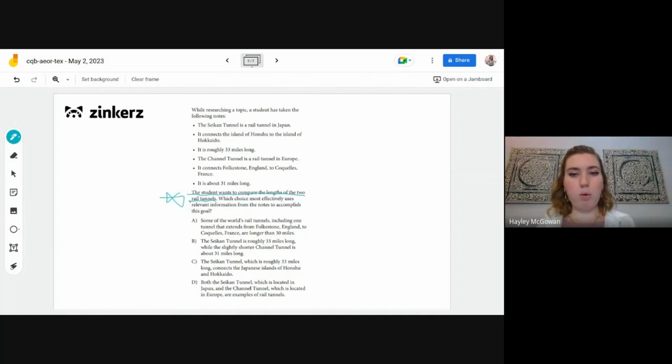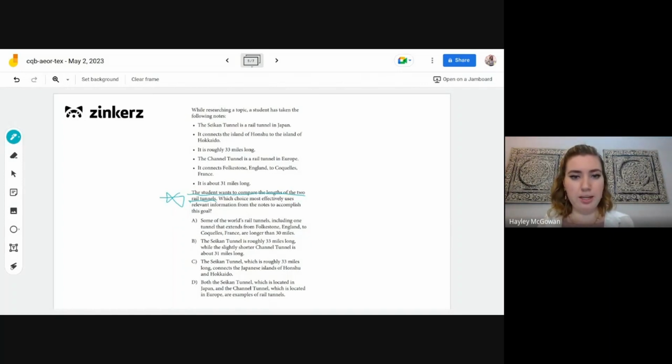So just like what we might predict the answer to be, we can see that the rail tunnels are very similar lengths. So the first one is 33 miles, the second one is 31. So not too different, but maybe the Seikan Tunnel is slightly longer than the one in Europe. All right. So then looking at our choices, we know we need to talk about both rail tunnels and the lengths of them. So that should help us do some elimination.